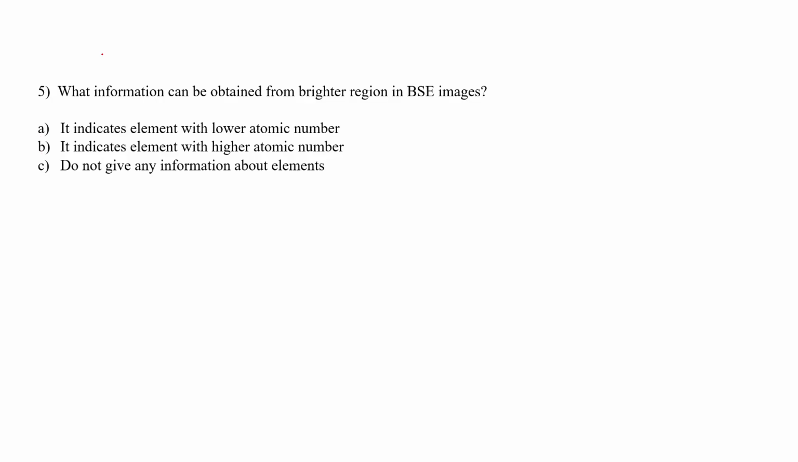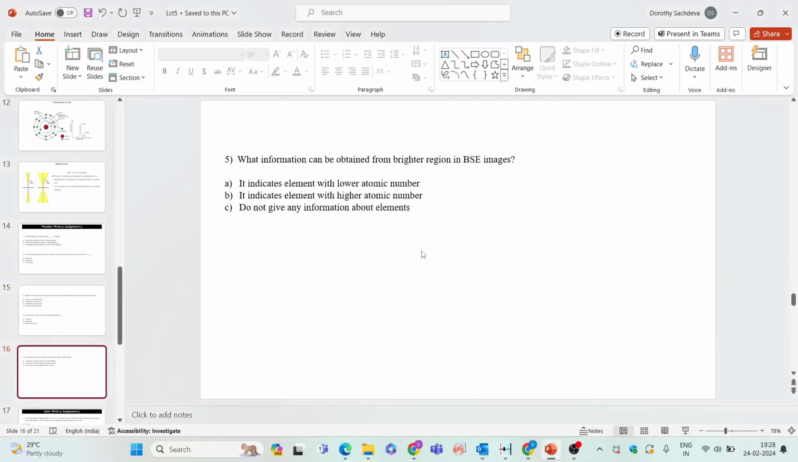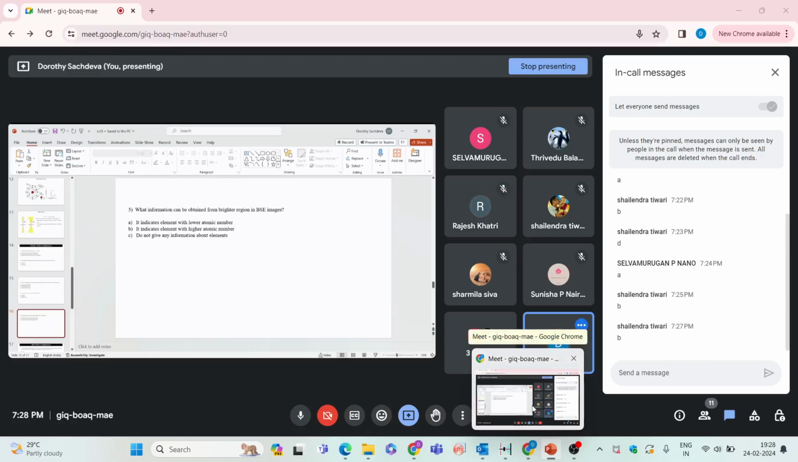Question number 5 says, what information can be obtained from brighter region in backscattered images? It indicates lower atomic number or higher atomic number. This is the easiest question. Anyone can answer this. Backscattered, yeah? Option B. Yeah. Shailendra is also saying option B.